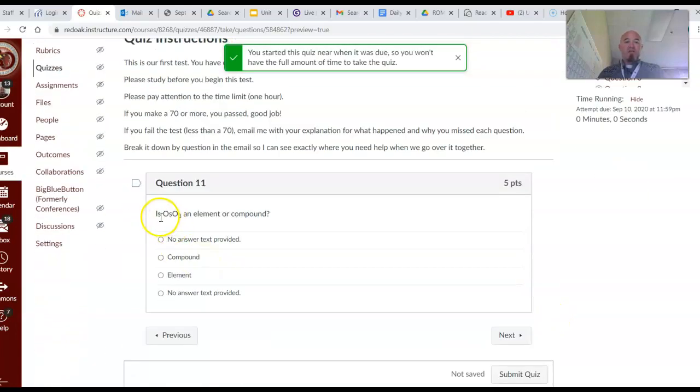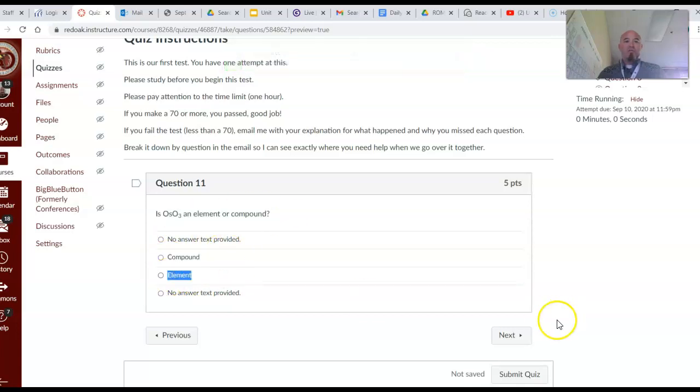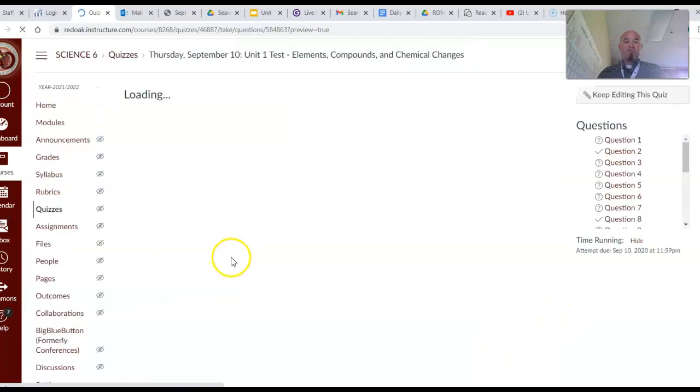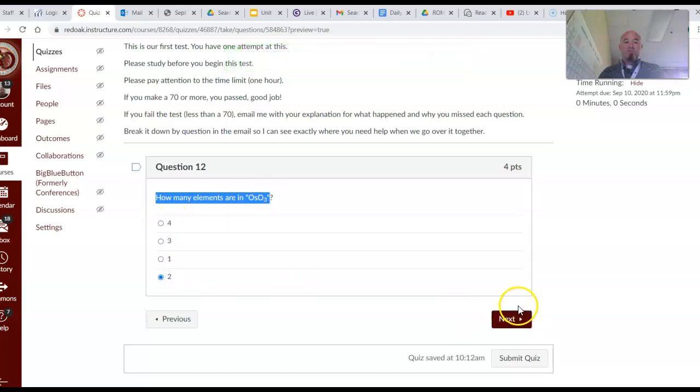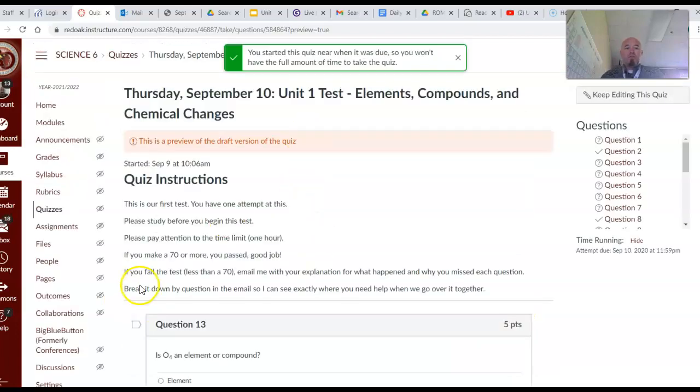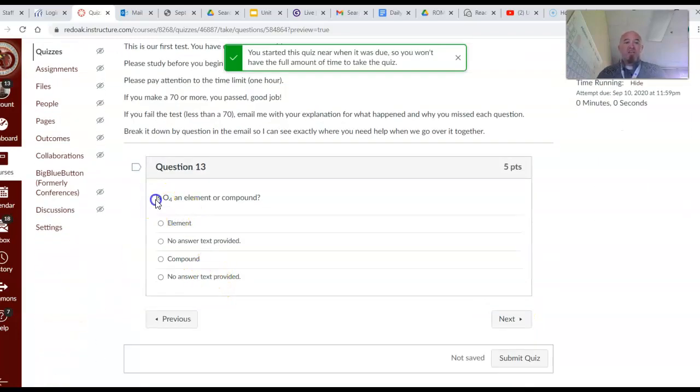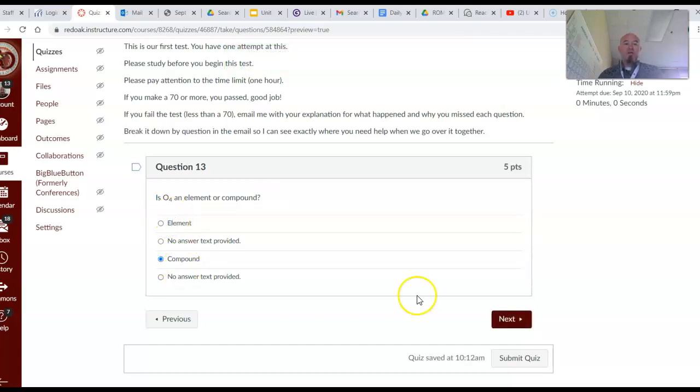Question 11. Is OSO3 an element or a compound? Compound or element? Question 12. How many elements are in OSO3? Are there 4, 3, 1, or 2? Question 13. Is O4 an element or a compound? Element or compound?